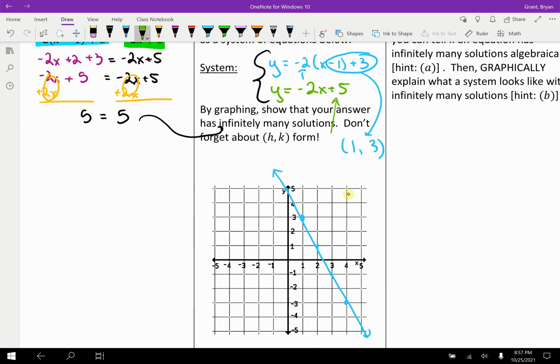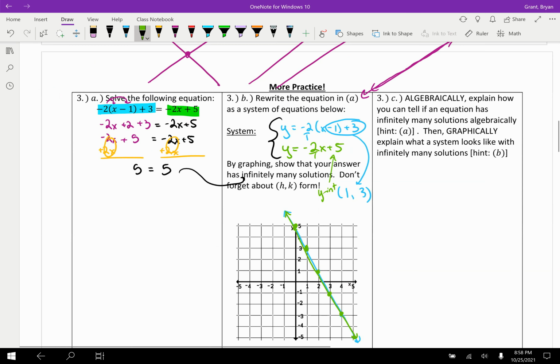Then we have the one in green, negative 2x plus 5. We know that this guy, or we should know that this is our y-intercept. So we start at 5, and we again go down 2 over 1. Notice we started at a point on the blue line, and we're using the same slope. So as we go down 2 over 1, we're just on the same line. So we go through and connect, and we should see that we have 2 lines right on top of each other. So, what does this tell us?